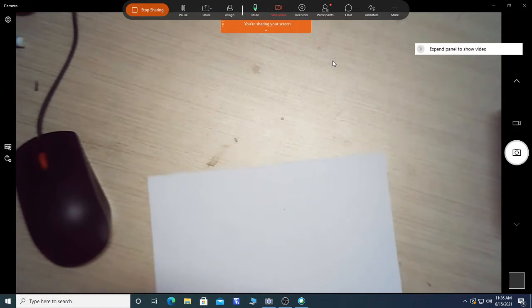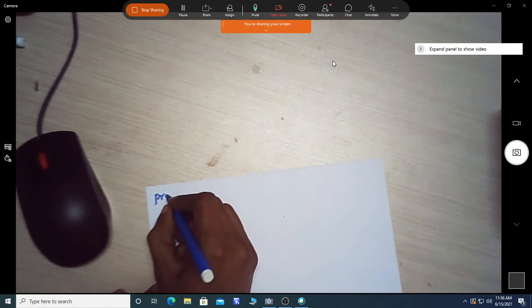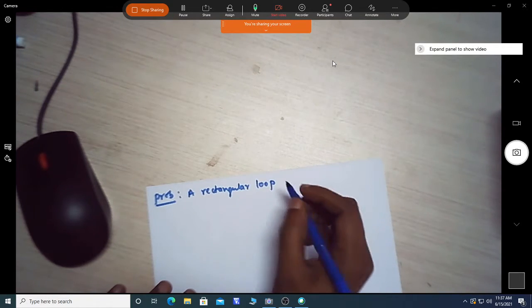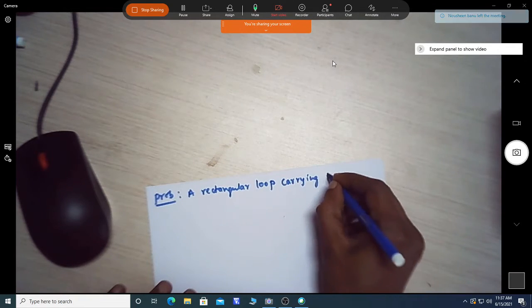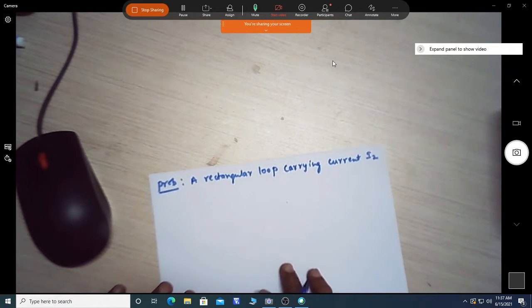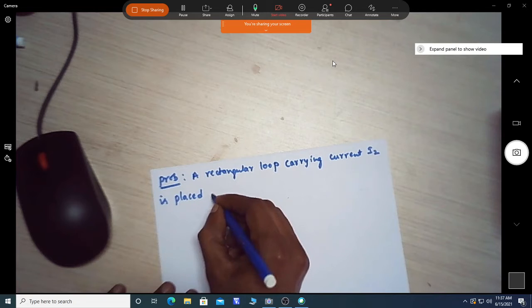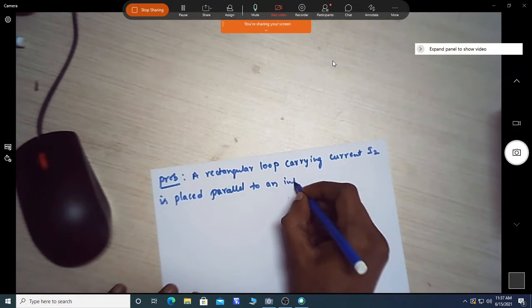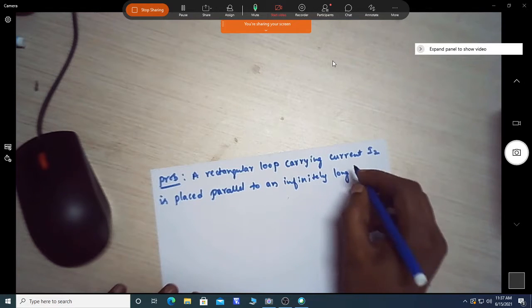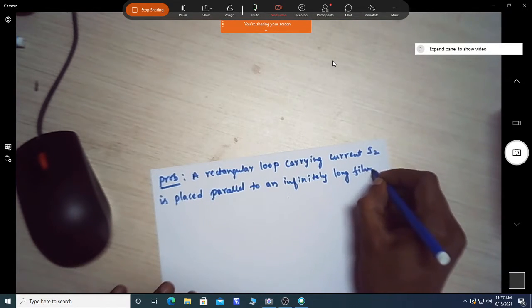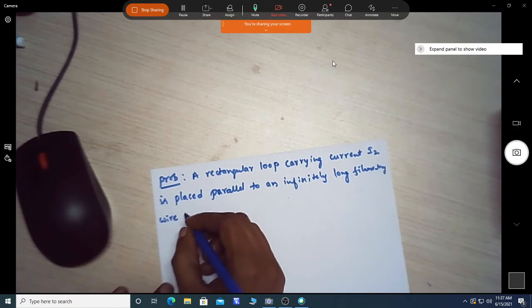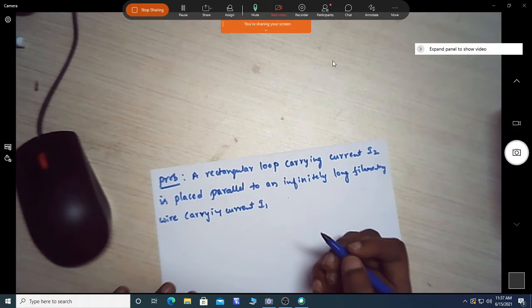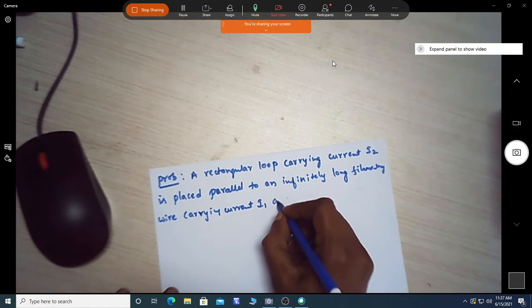Okay, so let us take this one, a rectangular loop carrying current I2, which is placed parallel to an infinitely long filamentary wire, which is carrying current I1, as shown below.